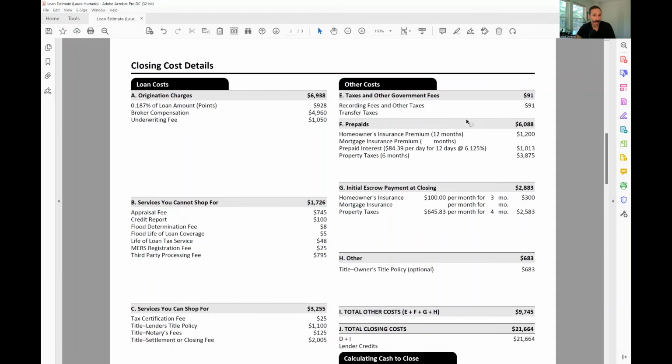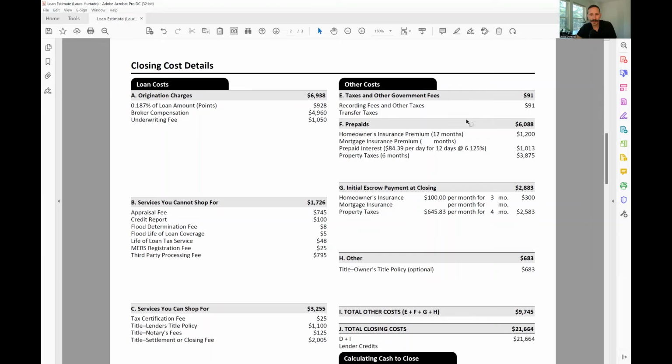And then section F. So these are prepaid items. So 9 times out of 10, the homeowner's insurance company is going to require that you pay that first year's homeowner's insurance premium up front. And so we're estimating that that's going to be about $1,200. If it's less, then this amount will obviously be less, right? Because we can't charge you more than what the actual fee is. So it's up to you who you want your insurance company to be.